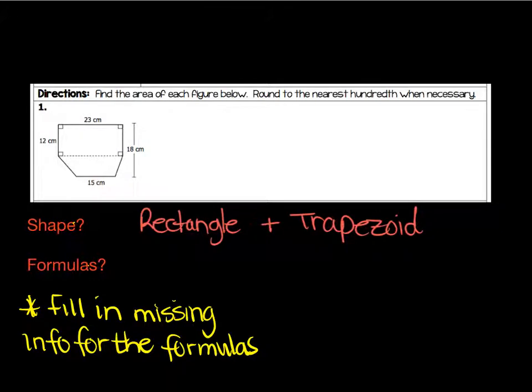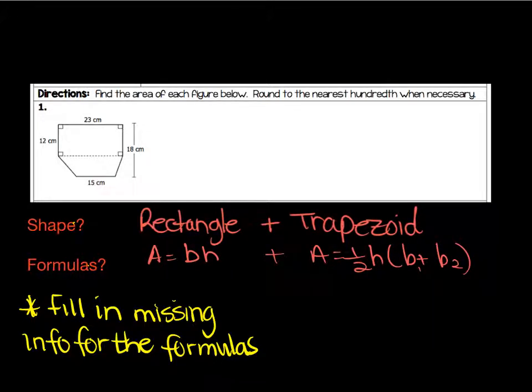Alright, so the two shapes here are a rectangle and a trapezoid. So for the rectangle, it is base times height, and for the trapezoid, the area is 1/2 height, and then we're adding the bases together, base 1 plus base 2. Okay, so the area of the rectangle is going to be pretty much straightforward. That's going to be 23 times 12.